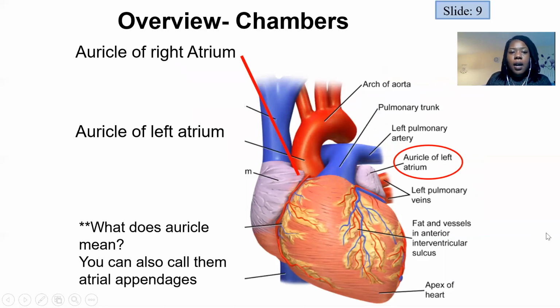Okay, let's talk about these structures here again. So we've got the auricles, and the auricles are accessory chambers to the atria. The auricle on the right side is going to be larger than the auricle on the left side. And if you think back about the word auricle, we talked about the auricle of the ear, which just means appendage or accessory flap-like structure. And that's exactly the description that we see here for the auricles of the heart.